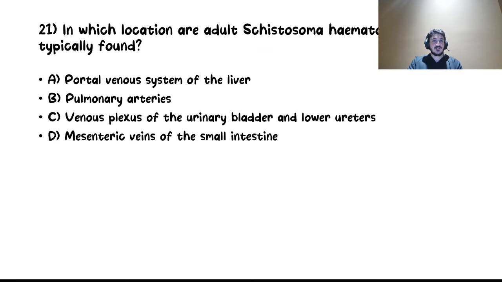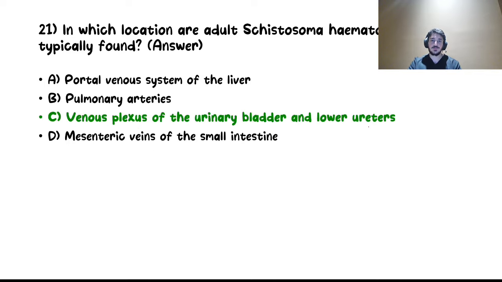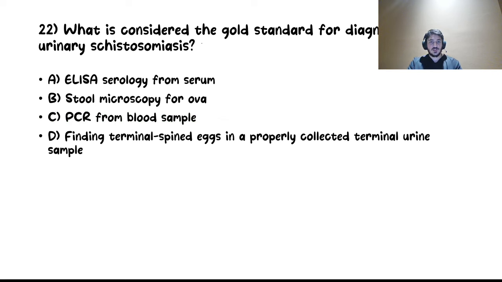Right. In which location are adult Schistosoma haematobium worms typically found? So where do we find them? We said venous plexus of the urinary bladder and the lower ureter. What's considered the golden standard for the diagnosis? We said the eggs that are found in the urine. So let's see what's the answer for matching with this. ELISA, no. Stool microscopy for the ova, no. This is trying to trick you. It's an egg, it's not an ova. PCR from blood sample, no. And finding terminal spined eggs properly collected in terminal urine, yeah, obviously that's the answer.